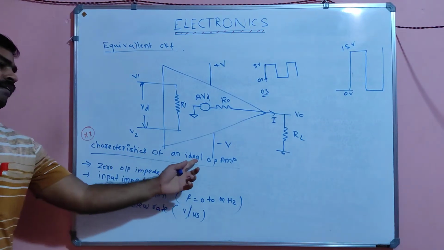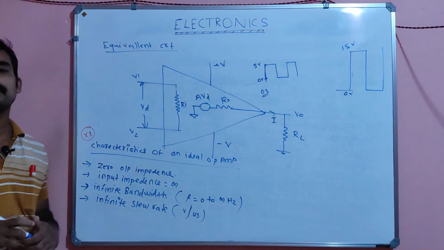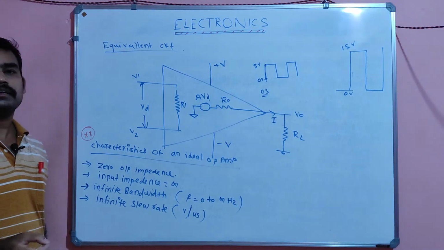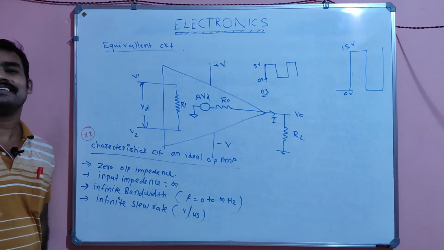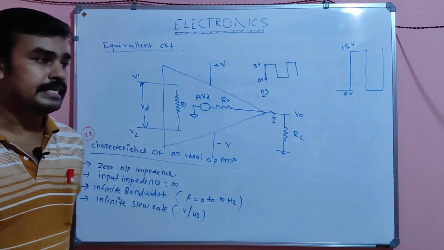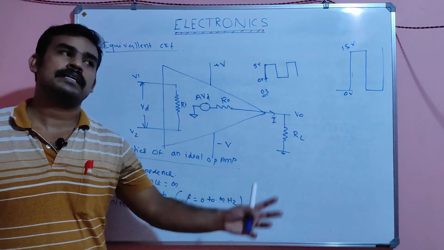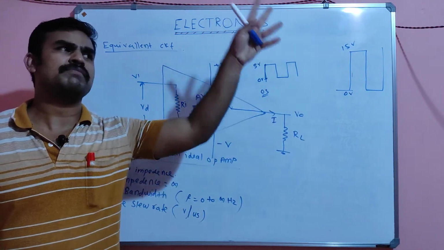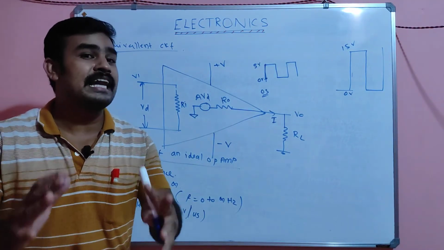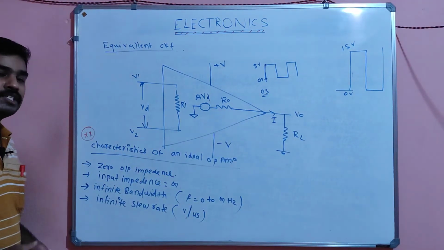Our heading is characteristics of an ideal op-amp. So simply note down, it is infinite slew rate. Infinity means whatever the time, whenever the input is changing, at the same time the output is also changing. It has infinite capacity to produce output as connected to the input. Whenever the input is changing that fast, the output changes that fast too. There will not be any lag between the output produced and the input. That's the concept of infinite slew rate.